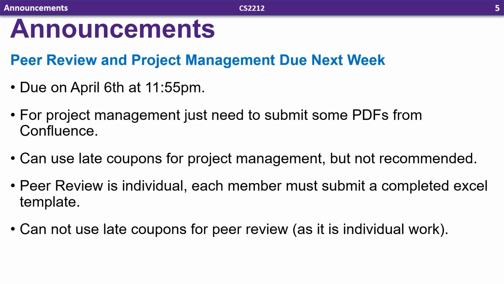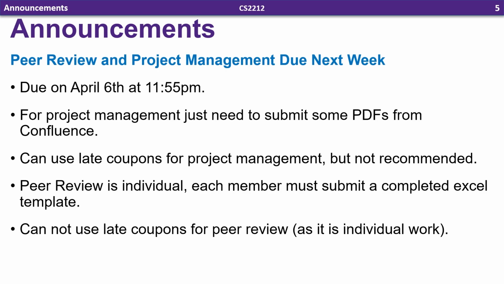Peer review, on the other hand, is an individual component. Each member of your team must submit a completed Excel template. I now have templates for both teams with 5 members and teams with 4 members. Make sure you use the correct template, and make sure you follow the instructions carefully. There's a certain order you have to have all of your group members in those templates. And that basically allows you to allocate points to how well those team members have contributed to the project and all those different project components.